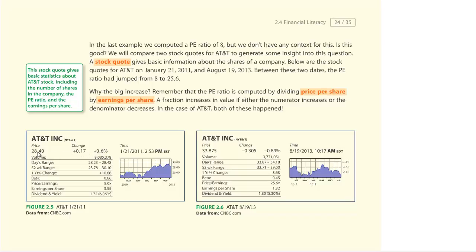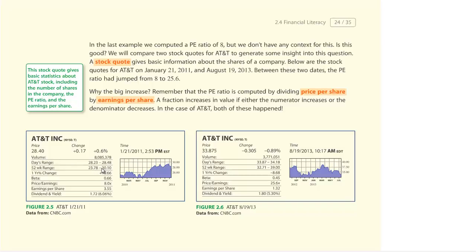If you do 0.17 divided by that, you'll see that it's 0.006 or 0.6%. So it's gone up by 0.6%. The volume, that's how many shares are trading at the time. The day's range just means that in the last 24 hours, the lowest price that this thing was trading at was 28.23 and the highest was 28.48.